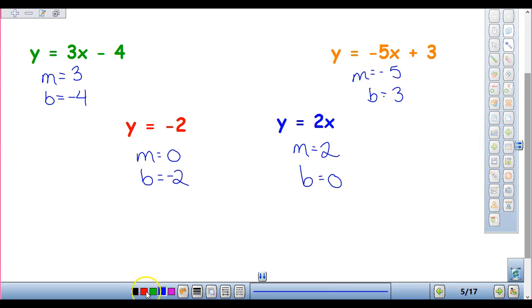What if I have y equals x plus 4? What's my m? Yeah, good. There's an imaginary 1 in front of my x because I have 1x there. Okay, my b in this case would be 4.